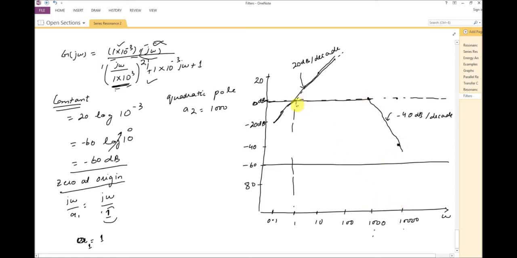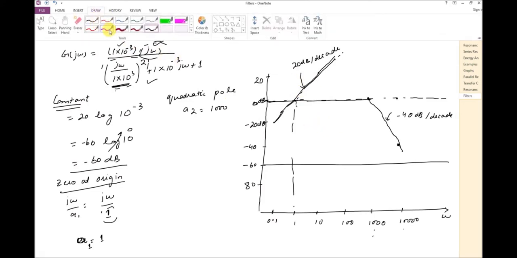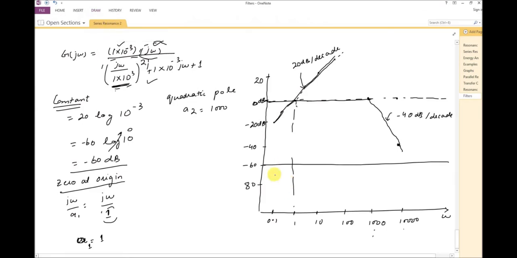But in the case of the zero at origin, it was increasing at 20 dB per decade. So from 1 to 10 it has only increased 20 dB. So now if I have to draw the composite line, I will change the color. So first I will start at this point.